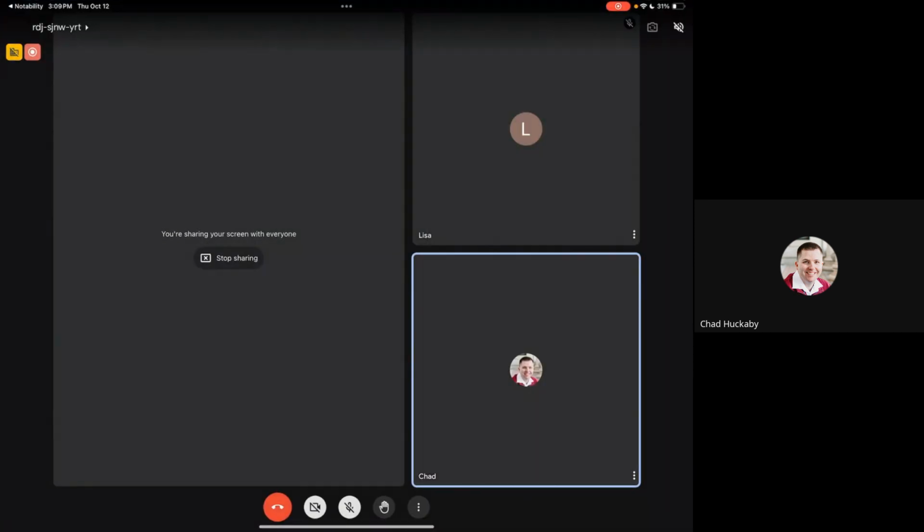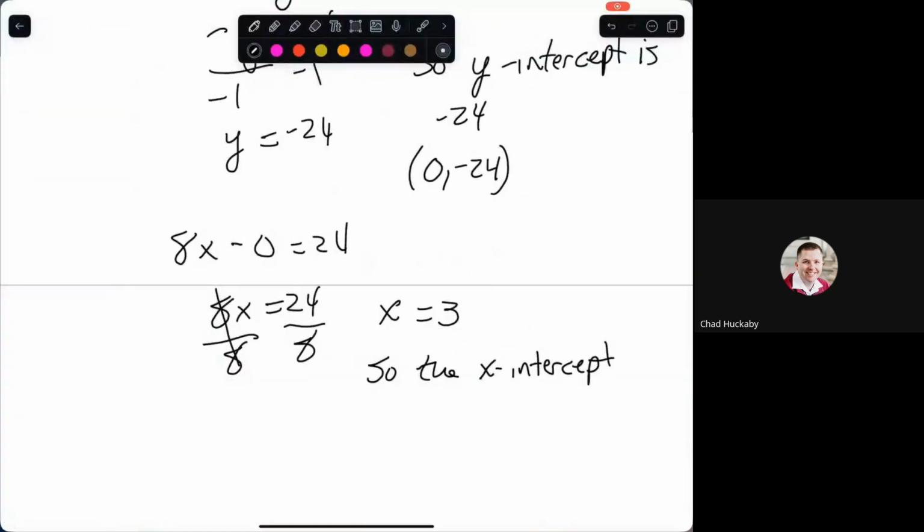Oops, I don't know what happened. I don't know why it changed apps. There we go. The x-intercept is 3, and the location is (3, 0). Okay, I was just missing the parentheses, so that's why it kept telling me I was wrong.